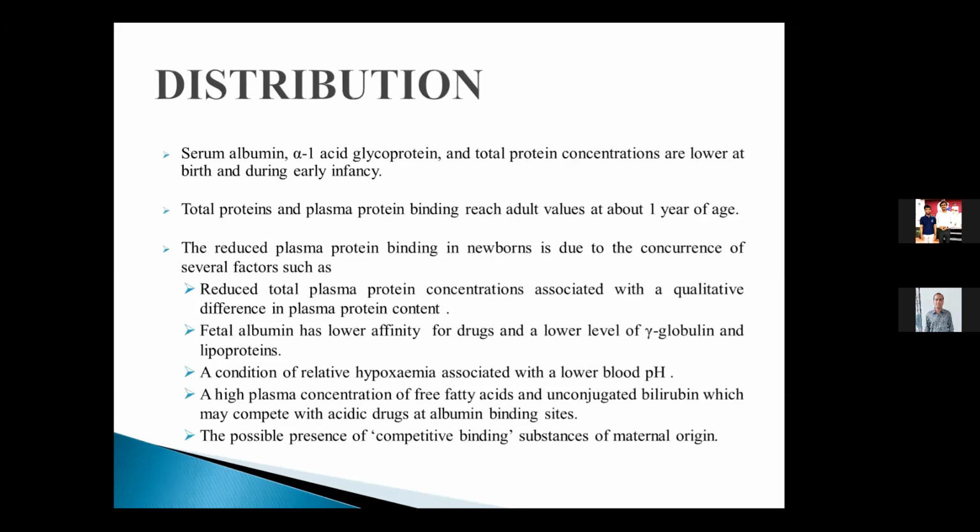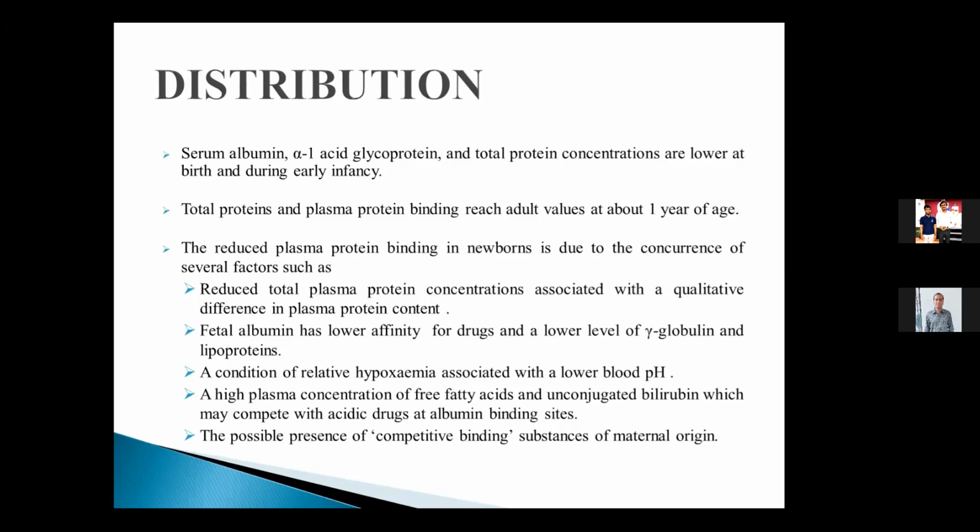Serum albumin, alpha-1 acid glycoprotein, and total protein concentration are lower at birth and during the early period of infancy. The total protein and plasma protein binding reach adult values at about 1 year of age. The reduced plasma protein binding in newborns is due to several factors, such as reduced total plasma protein concentration associated with qualitative differences in plasma protein content.